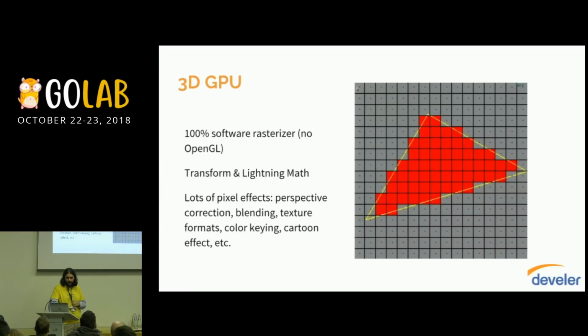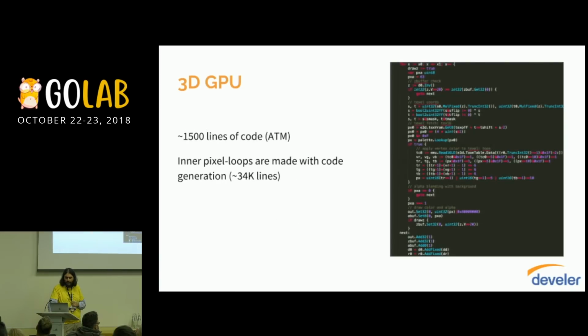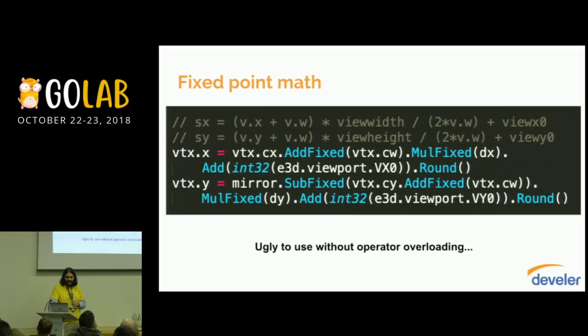3D GPU. Again, I did the software rasterizer by hand, no OpenGL, so drawing pixel by pixel, applying effects. Again, I'm using code generation, but I'm skipping because I'm late. One thing I wanted to say is that I'm using fixed point because that's the way the Nintendo DS was working. And you can see here, for instance, an example of a fixed point library I wrote.